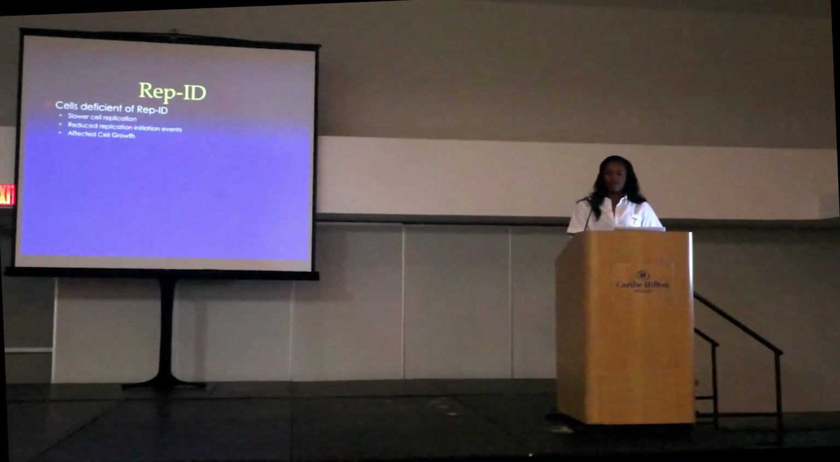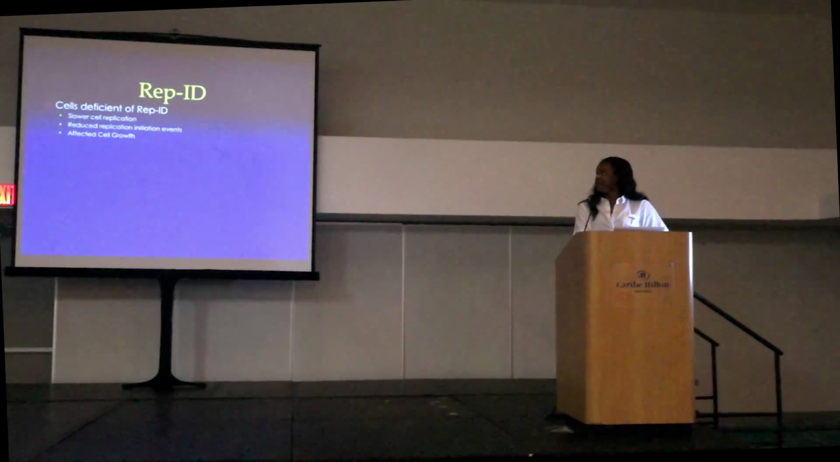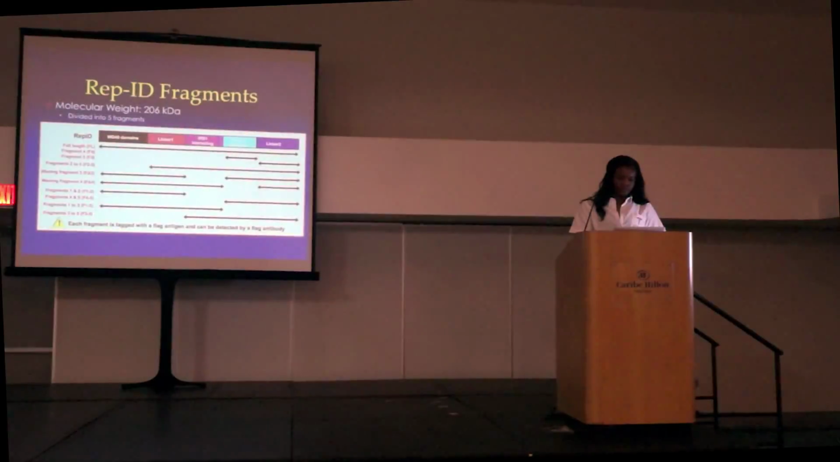It was found that cells' depletion of RepID had slower cellular replication, reduced replication initiation events, and affected cell growth. RepID is a fairly large protein. It is 206 kilodaltons, so my lab decided to divide it into 5 different fragments and various combinations of the fragments. Each fragment was tagged with a flag antigen and detected by a flag antibody.